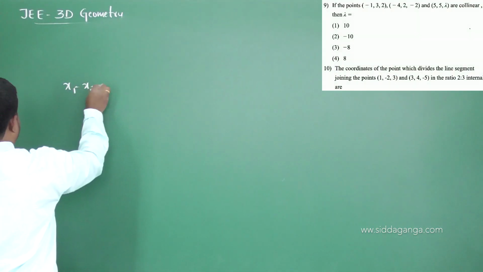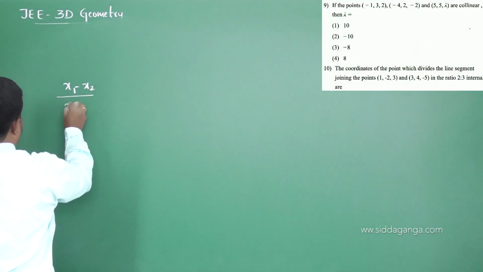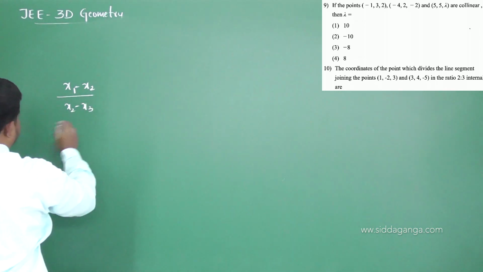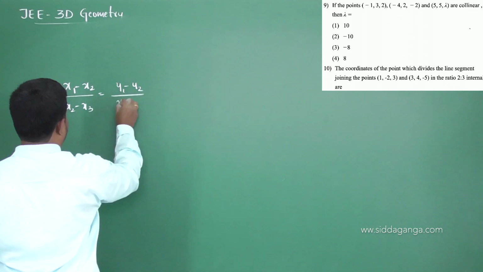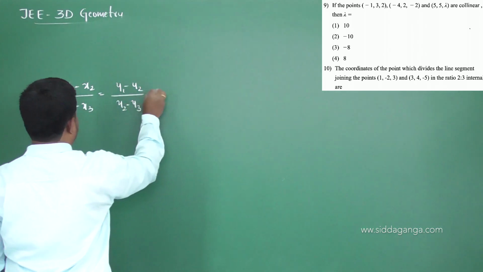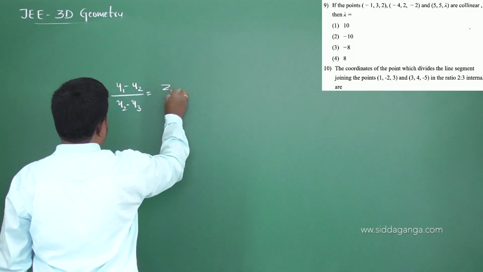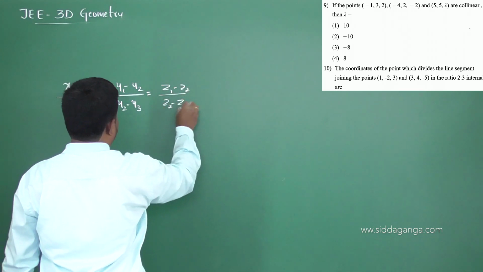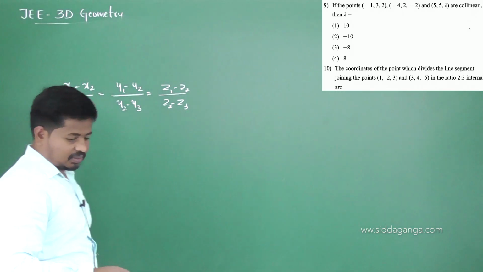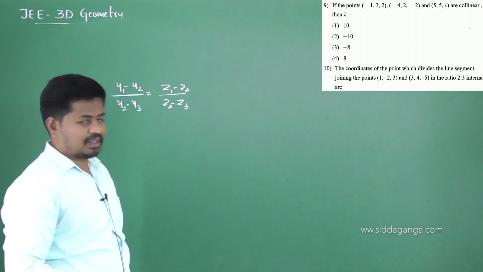(x1 - x2)/(x2 - x3) is equal to (y1 - y2)/(y2 - y3), and this is equal to (z1 - z2)/(z2 - z3). So this is the condition when 3 points (x1, y1, z1), (x2, y2, z2), (x3, y3, z3) are collinear.